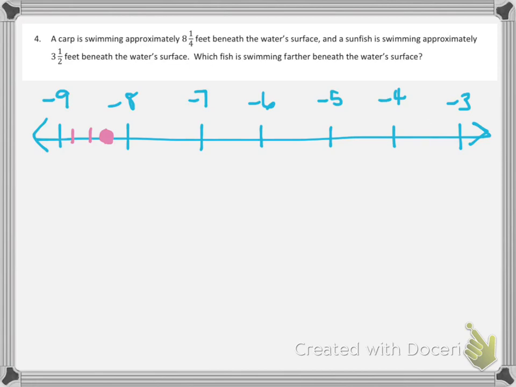I don't like that color. Let me change that. Split that into 2. So that's -3 1/2. And now clearly I can see that -8 and 1/4 is the smallest, or the farthest beneath the water, followed by -3 and 1/2. And there we go. We've ordered them properly.